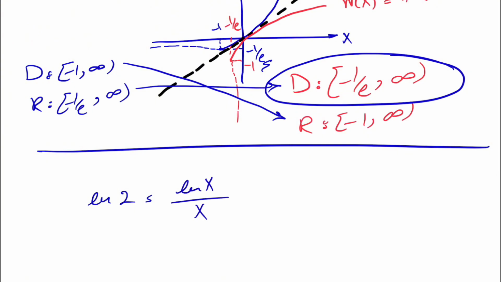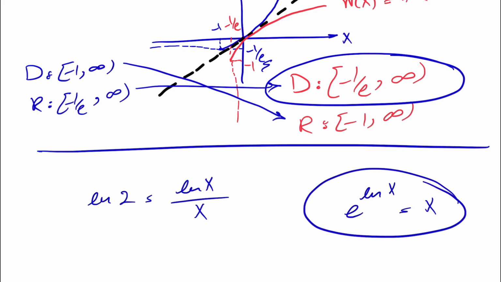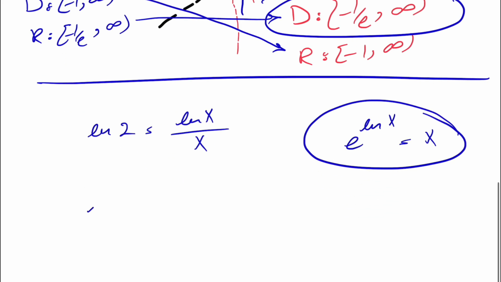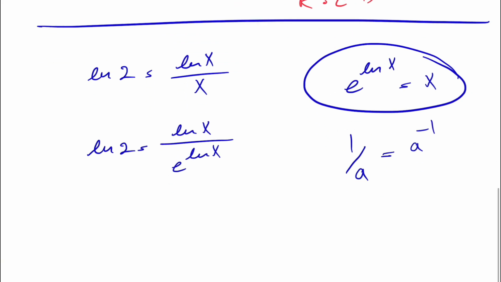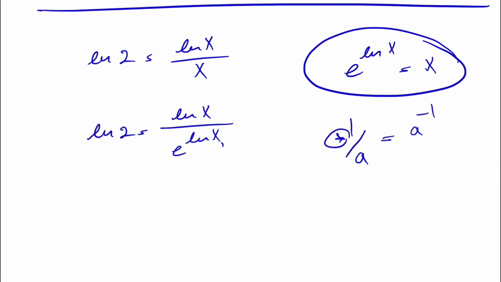From the laws of the logarithm, we know that e to the power of ln of x is equal to x. So that's what we're going to do in our denominator. So we have ln of 2 is equal to ln of x over e to the ln of x instead of our x. When we have 1 over a, this is equal to a to the power of minus 1. So we're going to use that to get rid of the denominator. So ln of 2 is equal to ln of x times e to the power of minus ln of x.